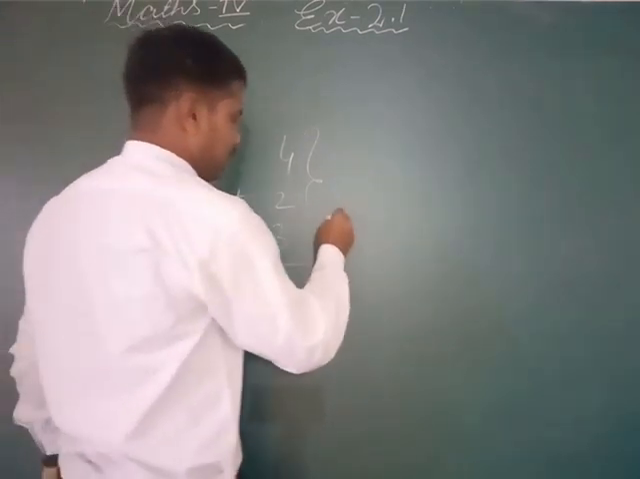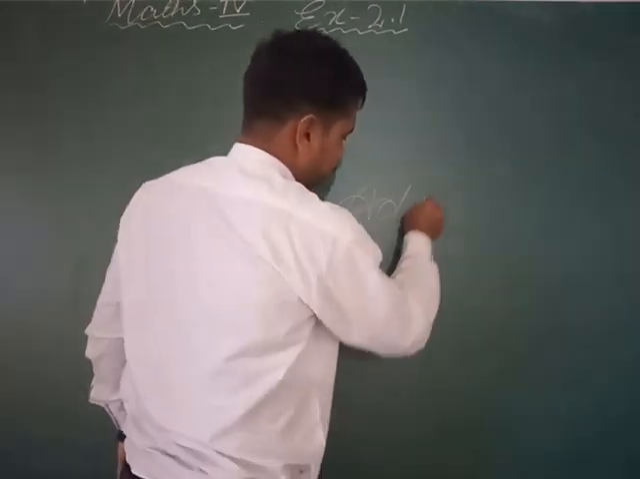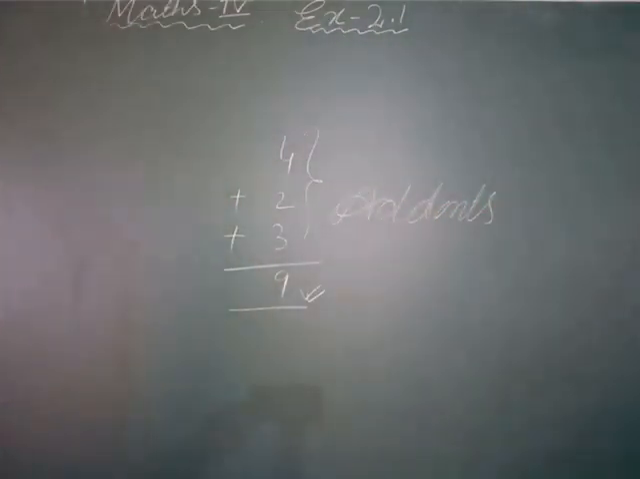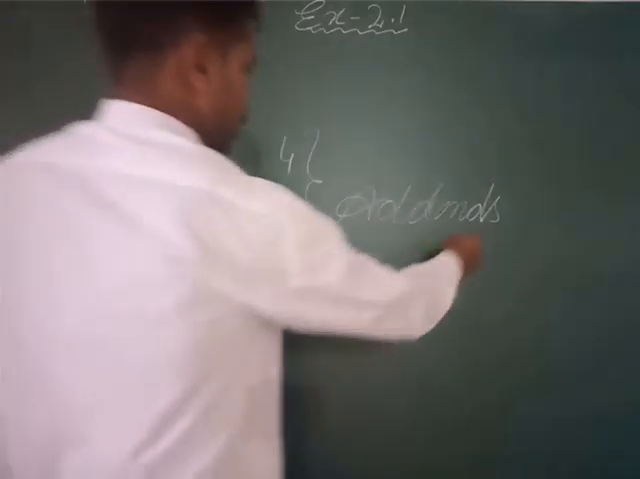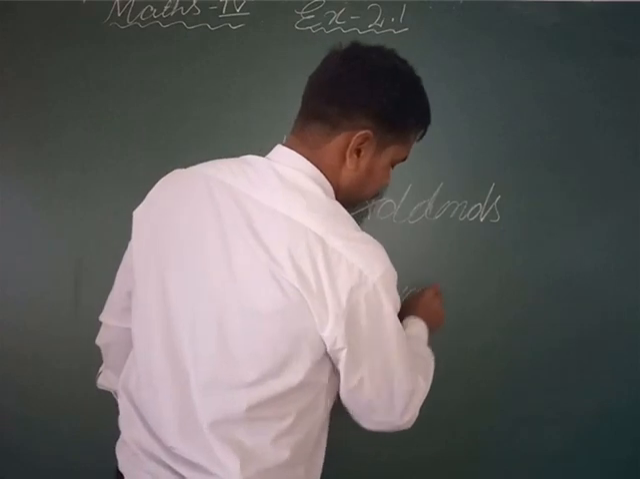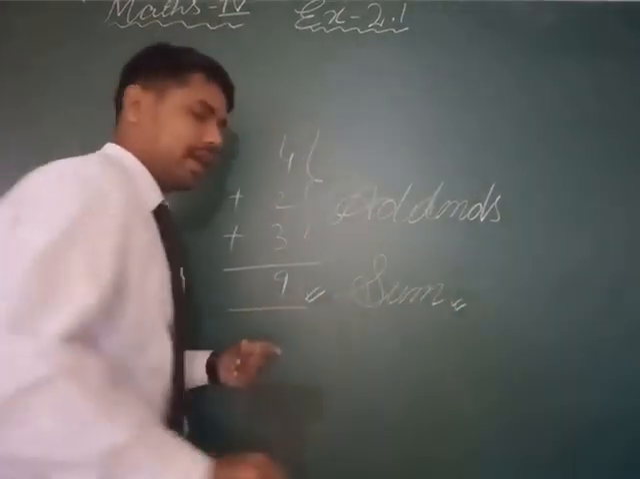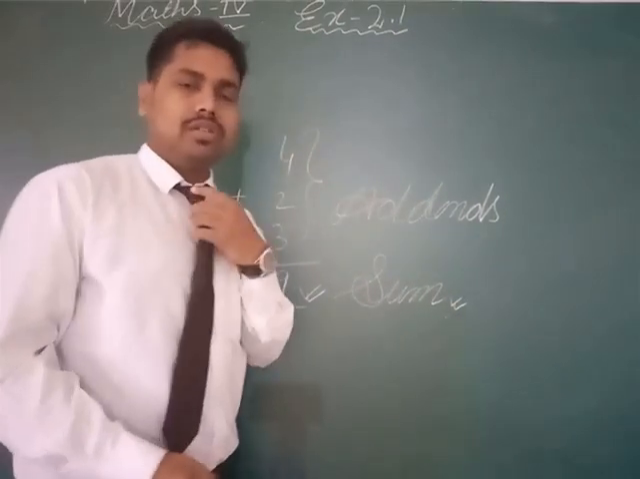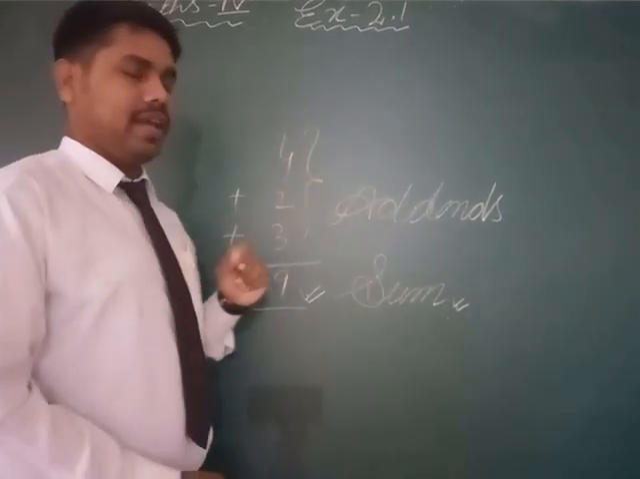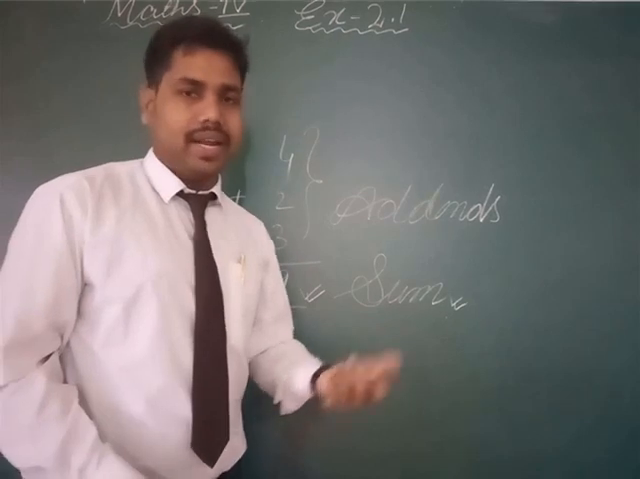So these are all the addends, and this is the sum. It may be with larger numbers also. Whatever numbers you are adding, those are all addends. Here the addends are 4, 2 and 3, and whatever result you get is the sum.